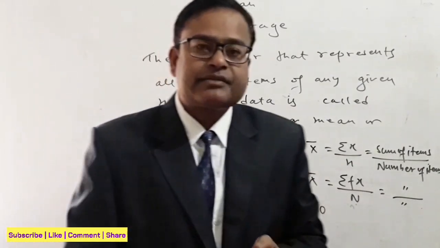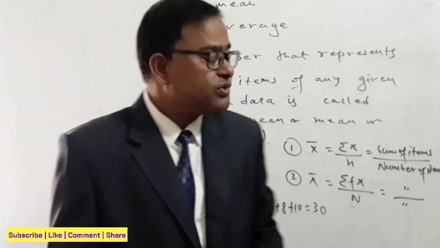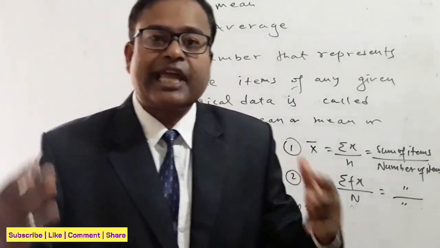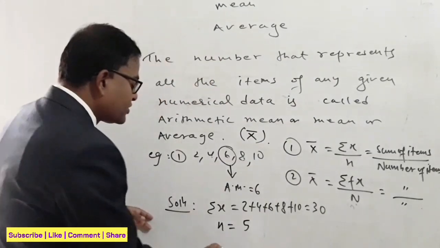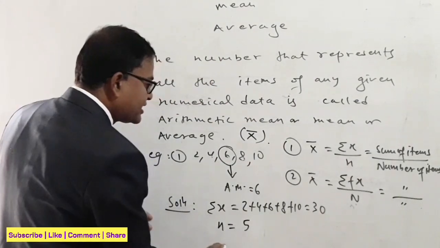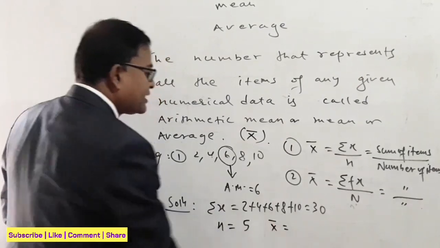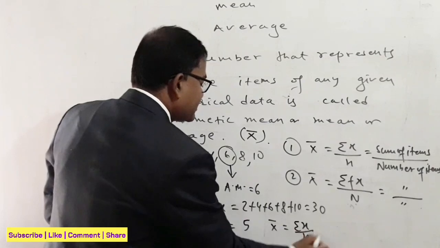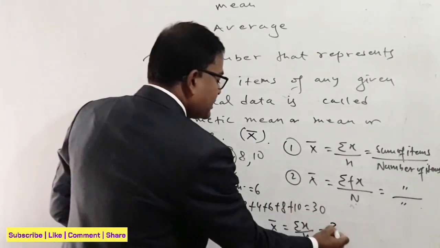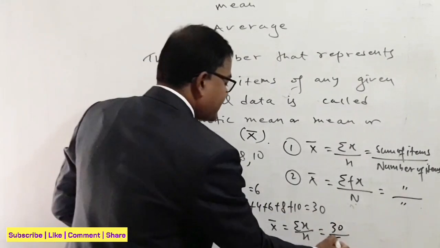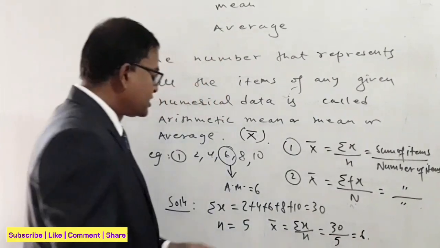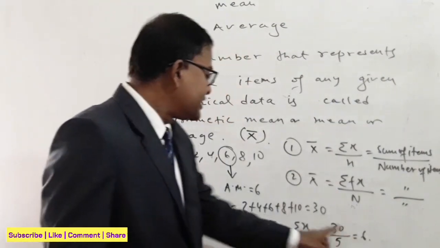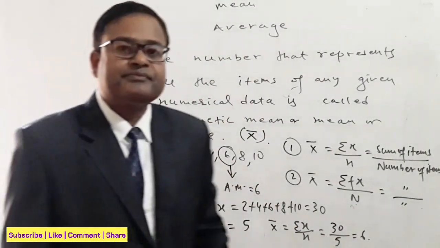Now if we know the sum of items and the number of items, then according to the formula of arithmetic mean, we can easily calculate the average of given data. So dear students, according to the formula, we know that x bar is equal to summation x by n. Summation x is 30 and n is 5. That means 6. The average of the given data is equal to 6, which exactly lies at the central part of the data.